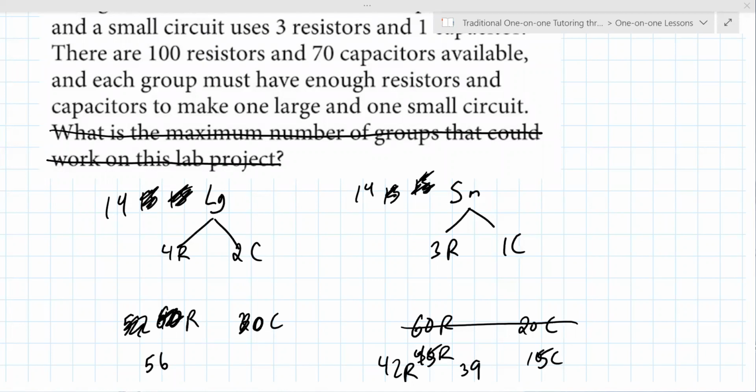Any questions on that? No, it's starting to make sense now.